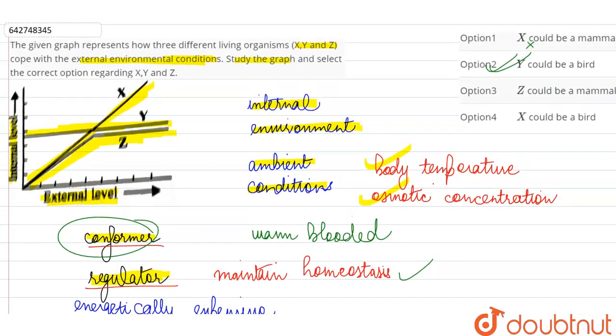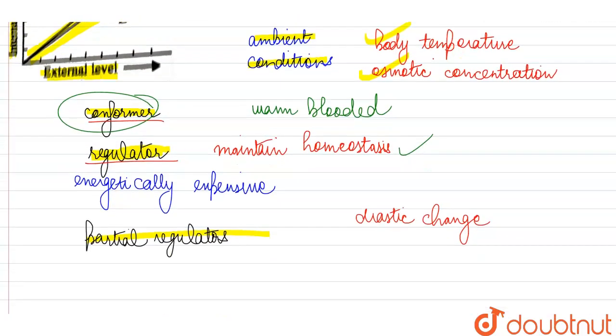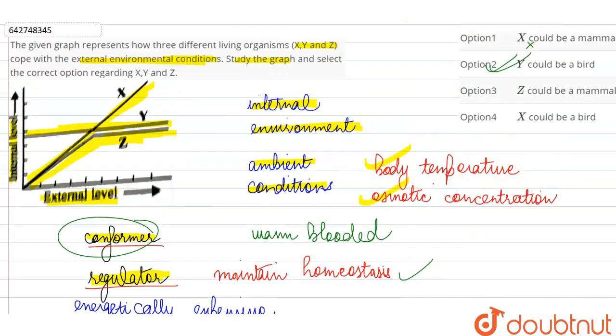Then in the third option they are saying Z could be a mammal. Again, Z is a partial regulator, where mammals are complete regulators. They are warm-blooded organisms. So again, the statement is also incorrect. And then they are saying X could be a bird. So again, birds are warm-blooded, whereas X over here is a conformer. It is not able to maintain homeostasis. So only option B is our correct statement over here.